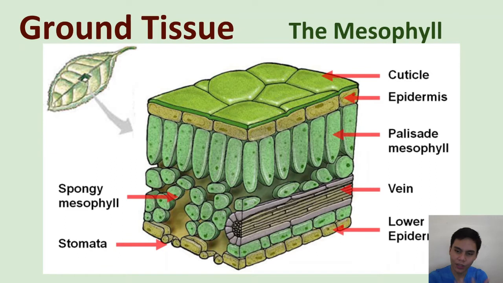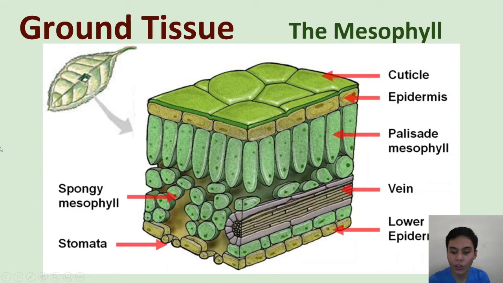Next, we have the mesophyll. This is the third type of ground tissue. It is the specialized tissue for photosynthesis found in leaves. If we zoom in on a leaf, we have the cuticle and the epidermis for your epidermal tissue. Your mesophyll is composed of the palisade and spongy mesophyll underneath the epidermal tissues. So we have two types, the palisade and the spongy mesophyll. You can see that the palisade mesophyll is very tall and very thick. The spongy mesophyll has a lot of space between the cells.